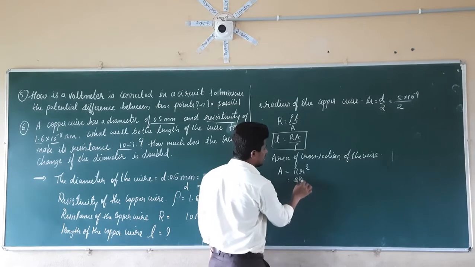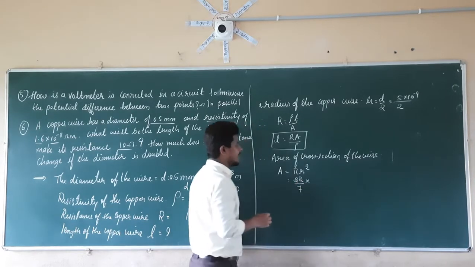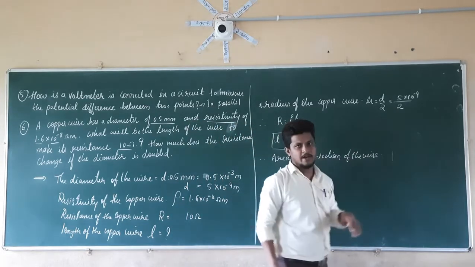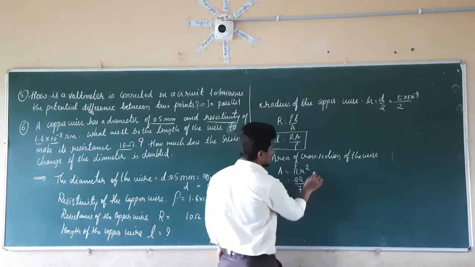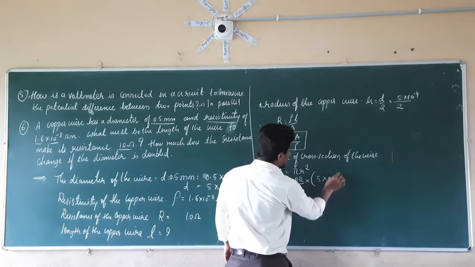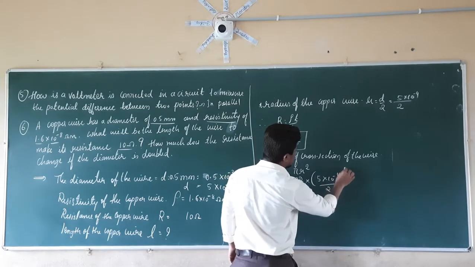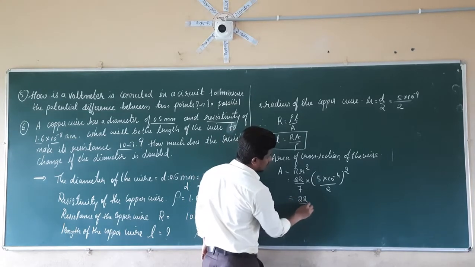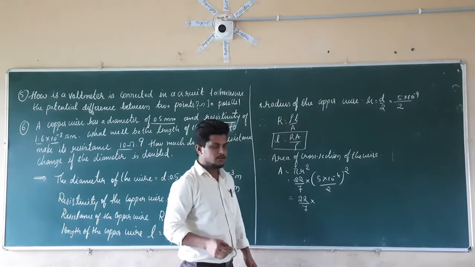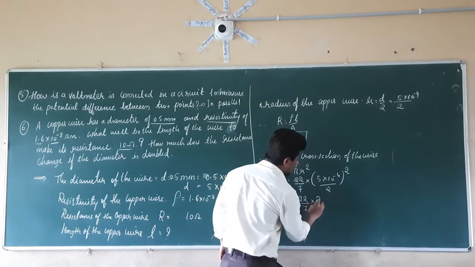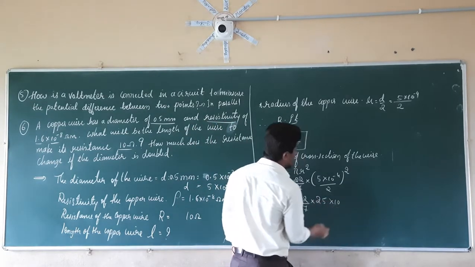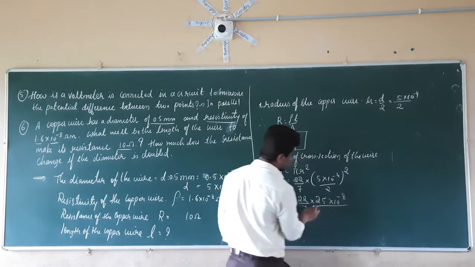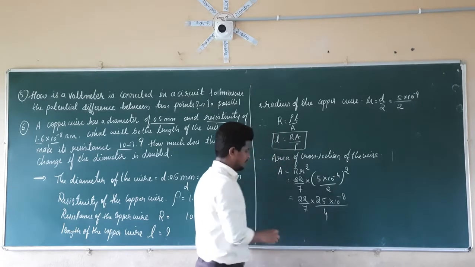It is equal to 22 divided by 7 into R, where we know the value of R, which is equal to 5 into 10 raised to minus 4 divided by 2. So it will be 5 into 10 raised to minus 4 whole divided by 2, all squared. So that is equal to 22 divided by 7. The square of 5 into 10 raised to minus 4 is 25 into 10 raised to minus 8, divided by 2 square, which is 4.